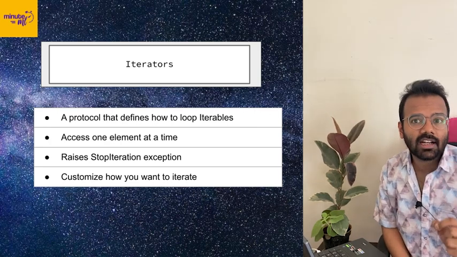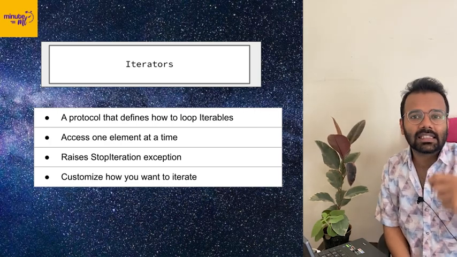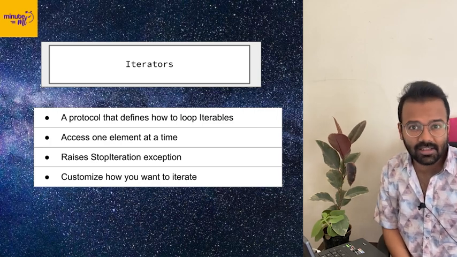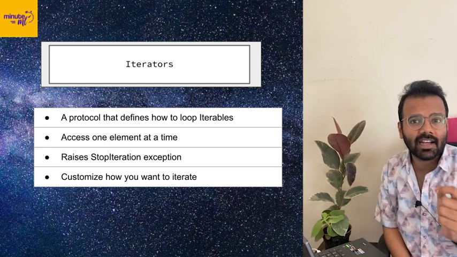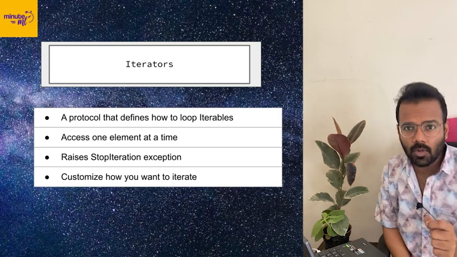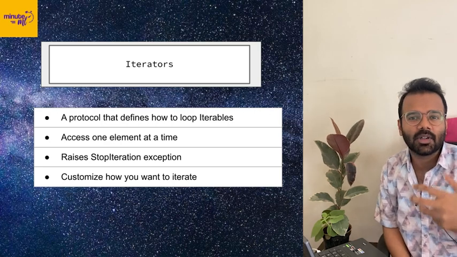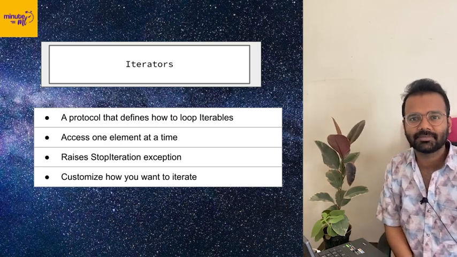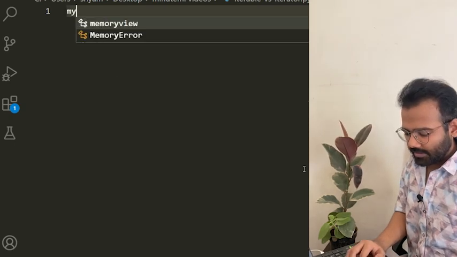The power of iterators is that you can define custom ways to iterate over the iterables. And what do I mean by that? Well, we'll get into that in a different video, but for now, let's take a simple example to understand iterables and iterators. Let's say we have a list of numbers.